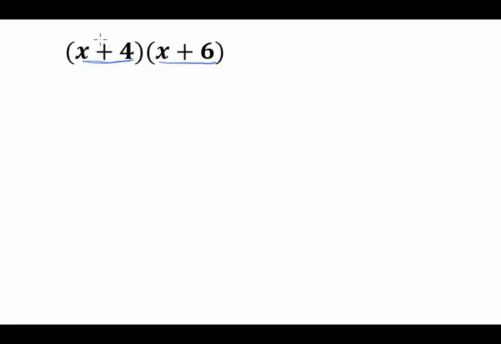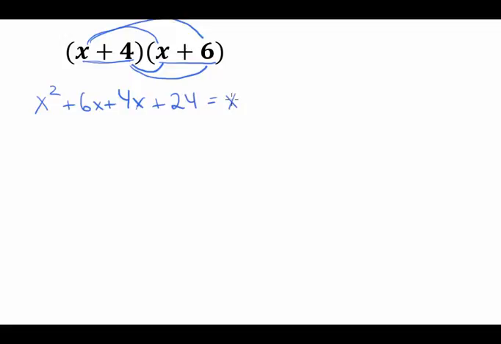One way we can do that, the way you're probably most familiar with, is to FOIL it, right? So we multiply the first, then we multiply the outer, then we multiply the inner together, and then we multiply the last together. That's fine, one way of doing it. We can rewrite that as x squared plus 6x plus 4x plus 24, making sure that we've counted everything. And this is x squared plus 10x plus 24. So this is one method, right?